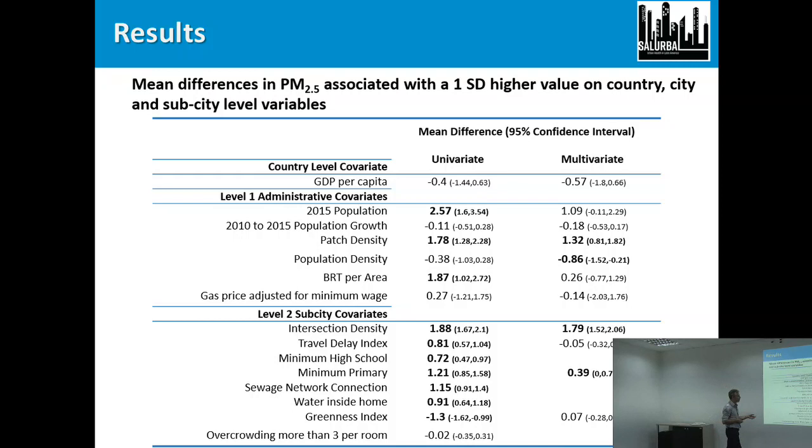And green areas, which we would expect to have a very protective effect, didn't show up much. There was a protective effect in the univariate model, but not in the multivariate analysis.